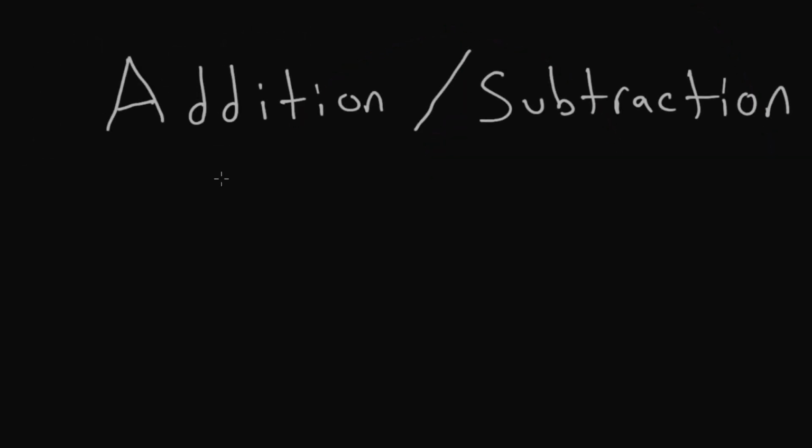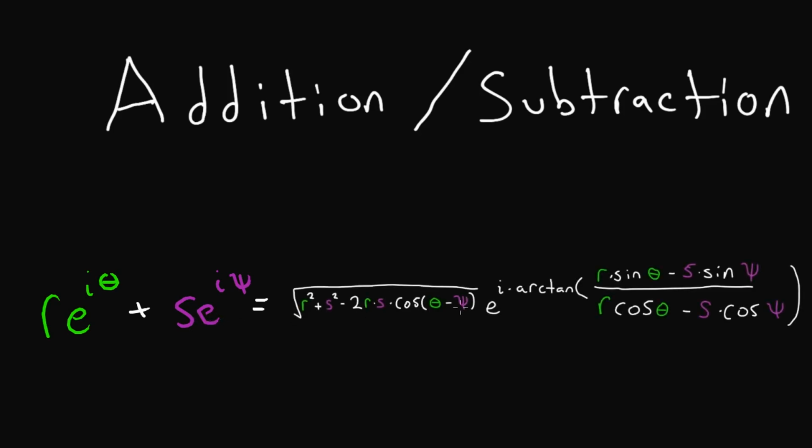Now let's talk about how to perform addition and subtraction with complex numbers in polar form. So maybe you want to do re^(iθ) plus se^(iψ). And you might be wondering, is there a nice intuitive formula for this? Unfortunately, no. It's actually terrible. And it's way easier to just convert the numbers into Cartesian form and perform the computation there than it is to think about trying to add numbers in polar form.